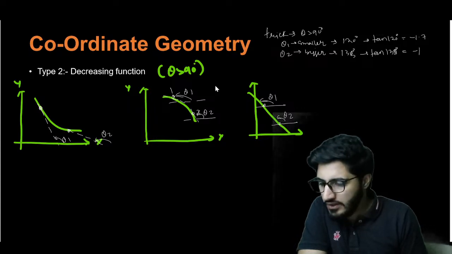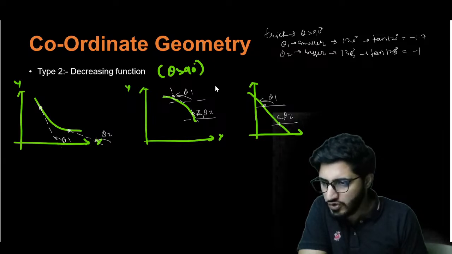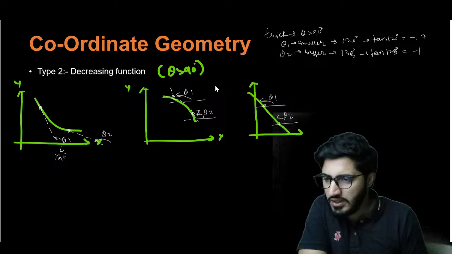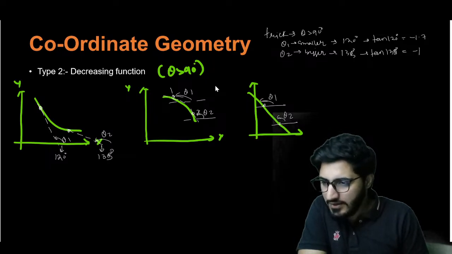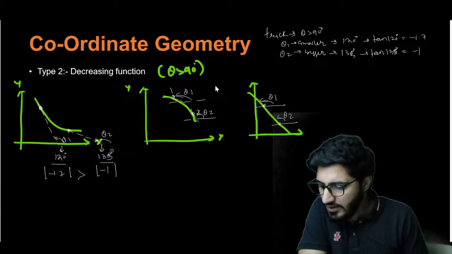Now look, here, what you can observe now, this is the smaller one, this is the bigger one. So the smaller one I can take as 120, the bigger one as 135. And this one is basically minus 1.7, this one is basically minus 1. So you can easily observe that the magnitude of this one is greater than the magnitude of this one. Okay.